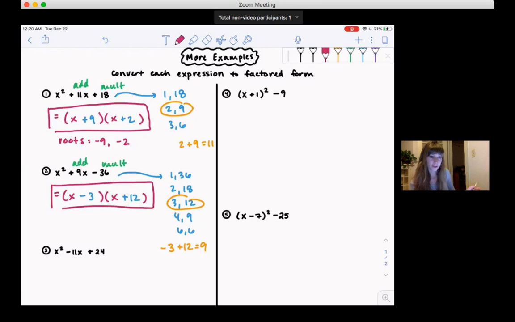All right, and we're in factored form. And then let's just say what the roots are. We flip the signs, so the roots would be 3 and -12.